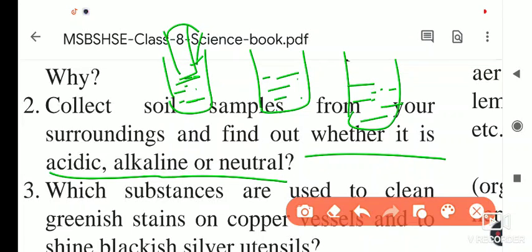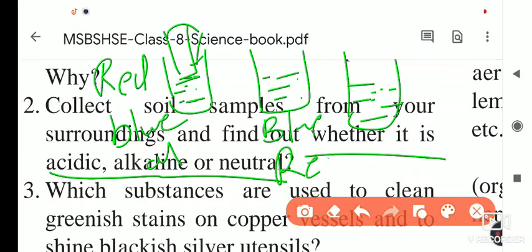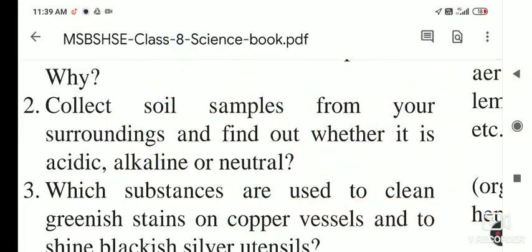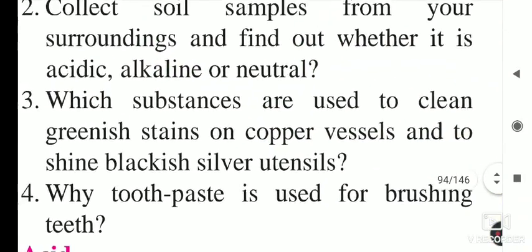pH papers are also available nowadays. If red litmus paper turns blue, then this is the alkaline nature of the soil. When blue litmus paper turns red in this water, then the soil is acidic in nature. And if there is no change on red litmus paper and blue litmus paper also, then the solution is neutral. The soil is neutral, and neutral soil is good for crops.